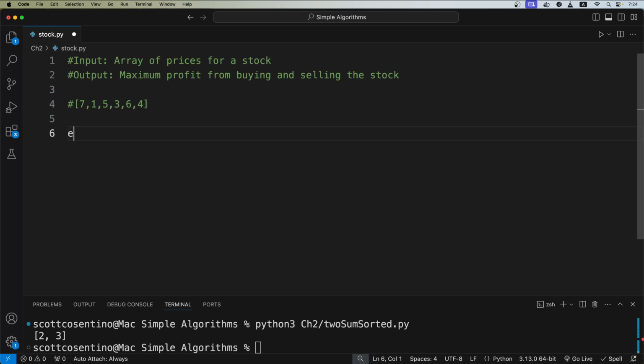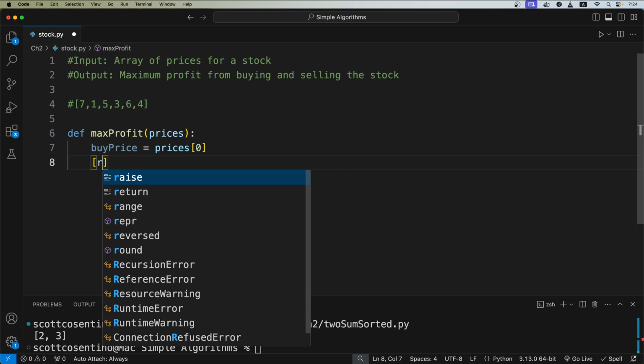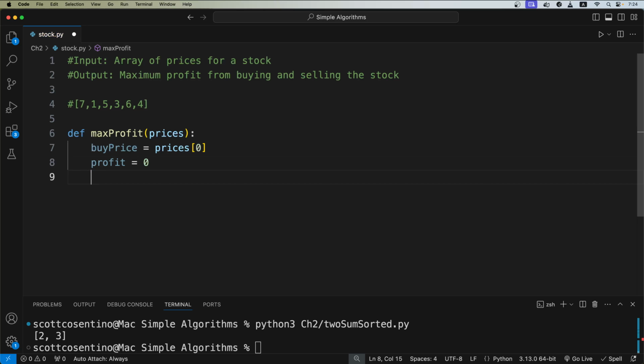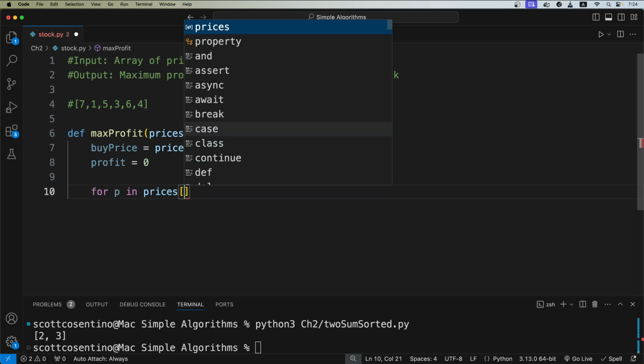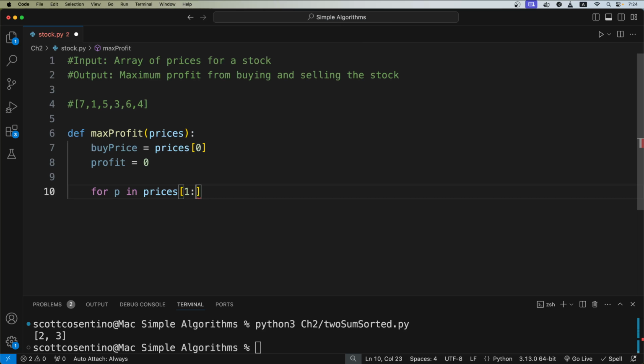The actual code for this is pretty easy, right? So the idea is that we take in our prices, and we start by assuming that our buy price, the price that we're going to buy at, is the value at index 0. And then we assume that our max profit is 0, right? So the max profit that we can make is 0, and then we'll just iterate through our array of prices. We can iterate through the whole prices array, or we can start at index 1, since we've already looked at index 0, so we don't need to look at it twice, right?